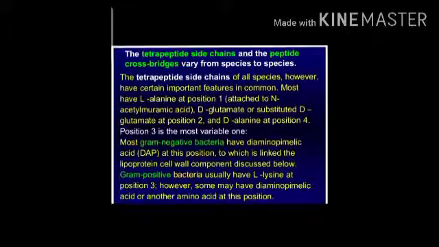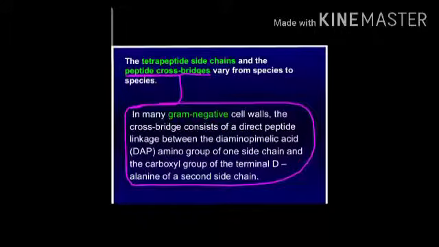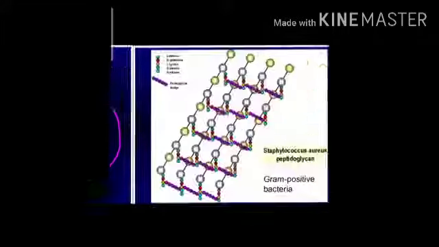The gram negative bacteria have diaminopimelic acid, DAP, at that position, to which the lipoprotein cell wall component discussed below is linked. Gram positive bacteria usually have L-lysine at position 3. However, some may have diaminopimelic acid or another amino acid at that position. So the tetrapeptide side chain and the peptide cross bridge vary from species to species.